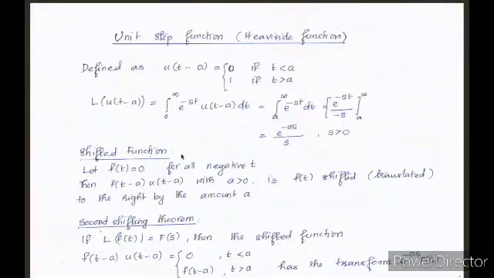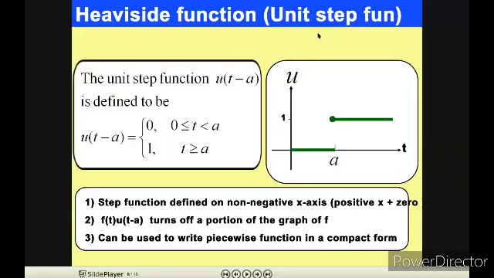Today, in these lectures, we are going to study the unit step function, or Heaviside function. A unit step function is defined as u of t minus a, which is equal to 0 if t is less than a, and 1 if t is greater than a. The graph of the unit step function looks like a step, and it's very easy to sketch. Now this is the graph of the unit step function.